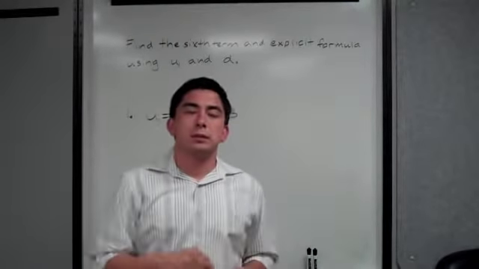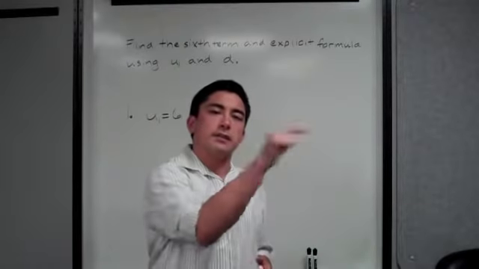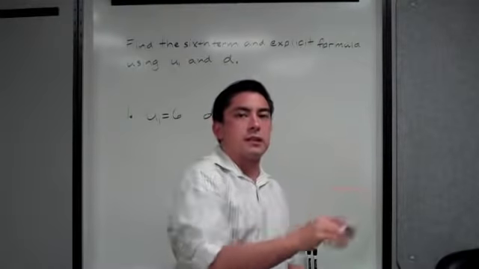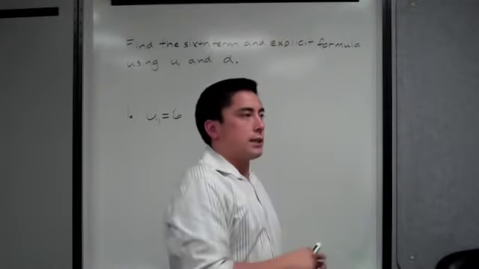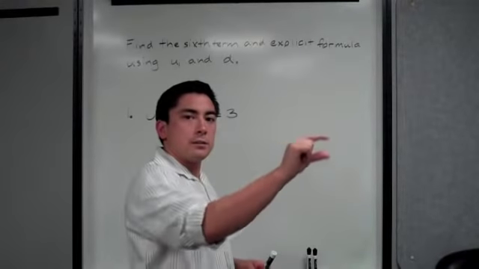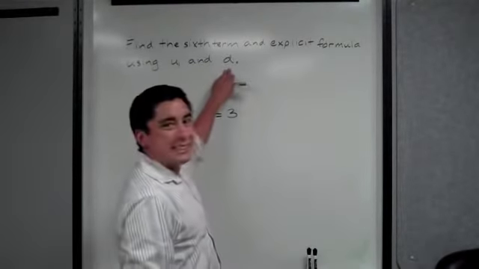Arithmetic sequence meaning you're just adding one number to the next. An arithmetic sequence would be like 1, 4, 7, 10, because you keep adding 3 each time. And by the way, that 3 we call our common difference. The amount that you're adding each time, we call that our common difference, or in this case, D.